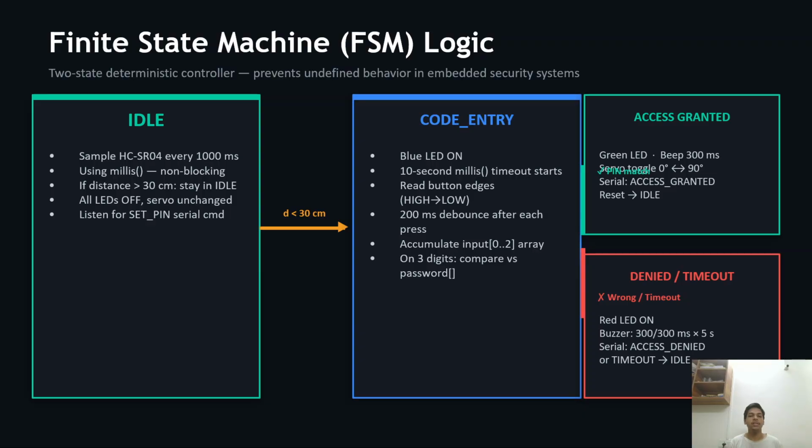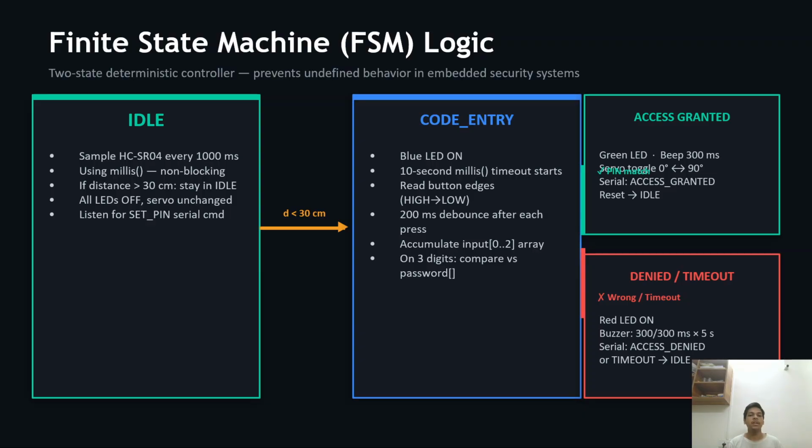In the code entry state, the system reads the three buttons and builds up the input array. Once three digits are in, it compares them against the stored password array. If they match, green LED, beep, servo toggles, and access is granted. If they don't match, or if the 10-second timer expires before the three digits are entered, red LED, buzzer pattern, access denied, and timeout. Either way, the FSM returns back to idle and waits for the next person.